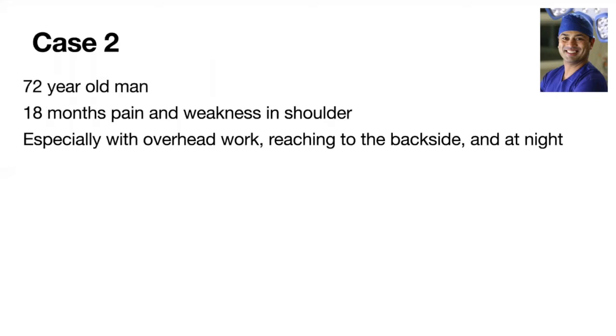The second case, the 72-year-old man attends your office. He presents with a 1.5 year history of pain and progressive weakness in his shoulder. He used to be a builder and he's retired, but he continues to enjoy a little bit of work around the house, and he gets pain, especially when he reaches overhead, reaches to his backside, and he has difficulty sleeping at night because of pain.